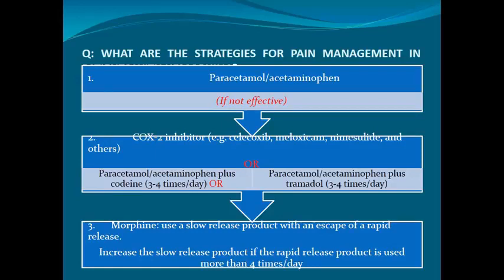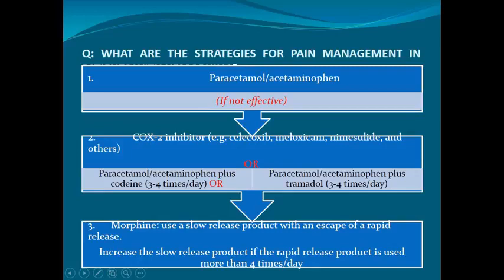And now how will you treat a patient, or what are the strategies for pain management in hemophilia? Initial pain management is paracetamol or acetaminophen. If it is not effective, then you can go ahead with COX-2 inhibitors, e.g. celecoxib, etoricoxib and others. While you can make a combination of paracetamol or acetaminophen plus codeine, or paracetamol plus tramadol. If that also does not give you relief, then the third stage is morphine.